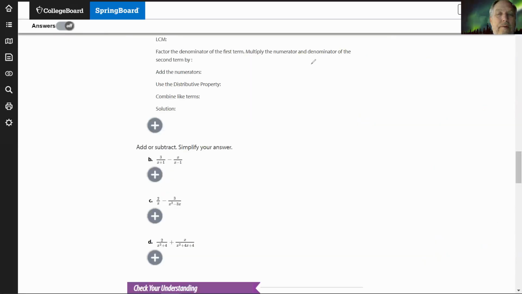Now for E: 3 over x plus 1 minus x over x minus 1. And when we look at this, we have nothing in common. So the only thing we have left over are the two factors that are different, and I like to put them in parentheses. And so basically the greatest common denominator is those two things multiplied together.